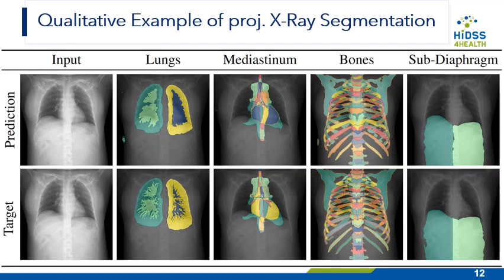Here we can see a qualitative example of the segmentation of the projected X-rays. We see that overall the mediastinal and bone structures can be roughly segmented. However, there are also some concrete mistakes visible, especially for the bones.